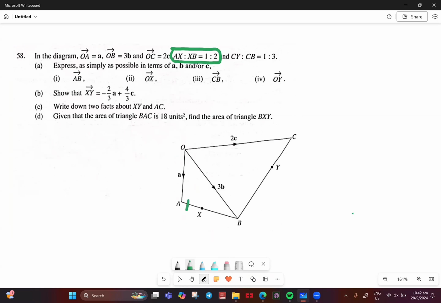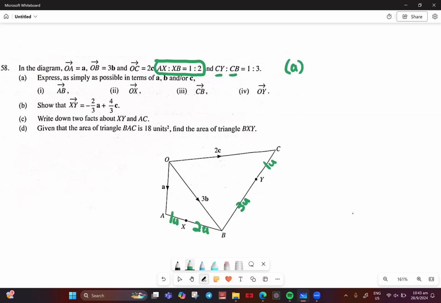That means to say AX is 1 unit, correct or not? XB is how many units? 2 units. Am I making sense? That means the entire AB is how many units? 3 units. Then you plant this down first, then we go on to the next one, which is CY. CY is how many units? 1 unit, correct or not? CB is how many units? 3 units. That means the entire thing is how many units? 4 units. Agree or disagree?